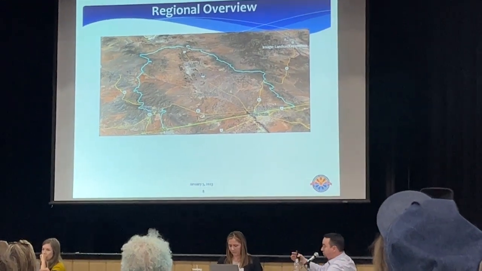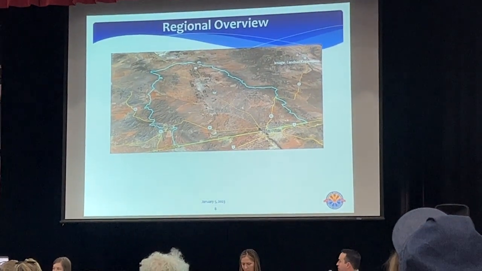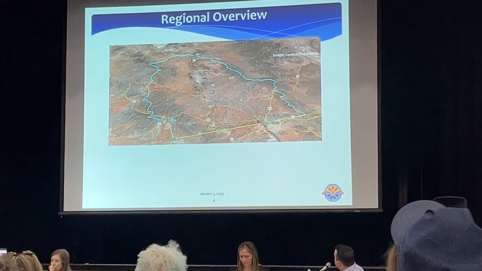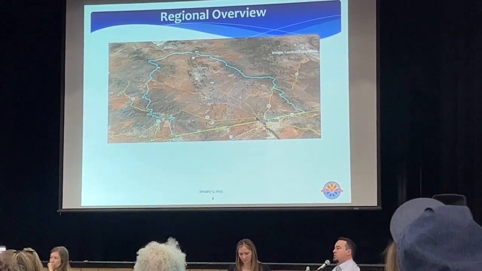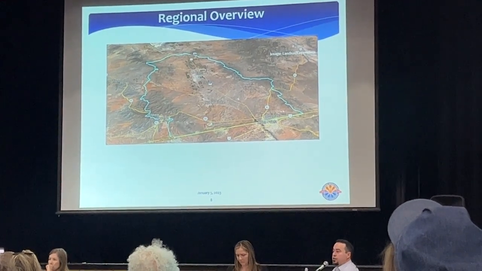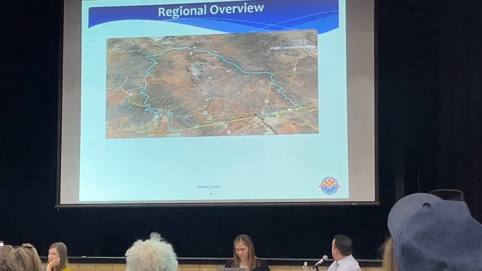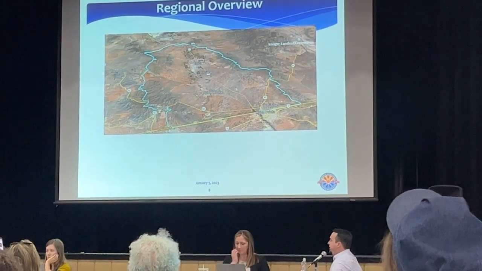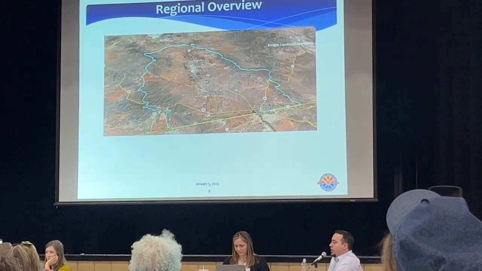It goes down to Mexico and abuts with Agua Prieta. It also goes up past Alfreda towards Wilcox. So this is the boundary. It's slightly larger than the AMA boundary. And it is what we will be eventually developing a groundwater flow model for.